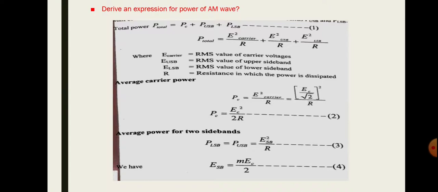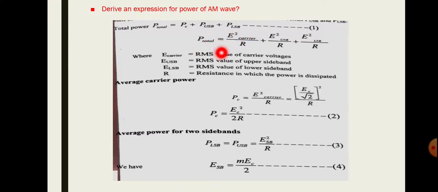So in writing the equation for the power of the AM signal, we have to consider the power of the carrier signal, the power of the lower sideband and the power of the upper sideband. So we can write the equation for total power as P total equal to PC plus PUSB plus PLSB. So this is the total power in the case of an amplitude modulated wave.